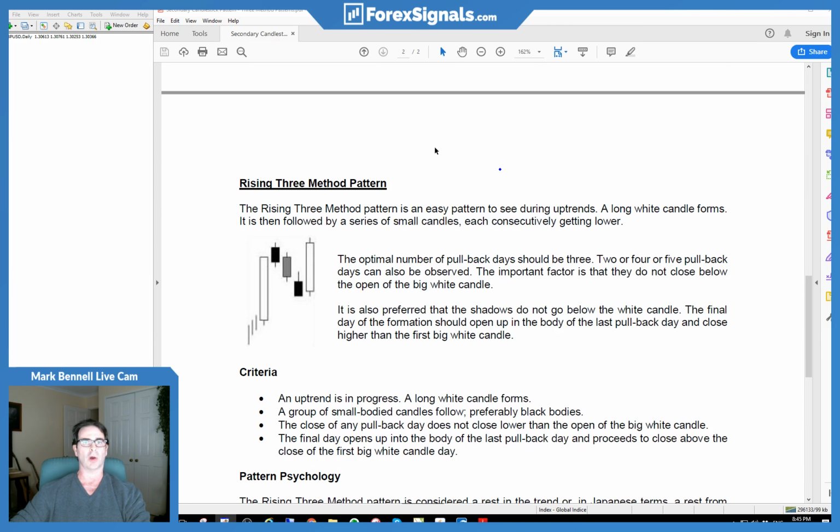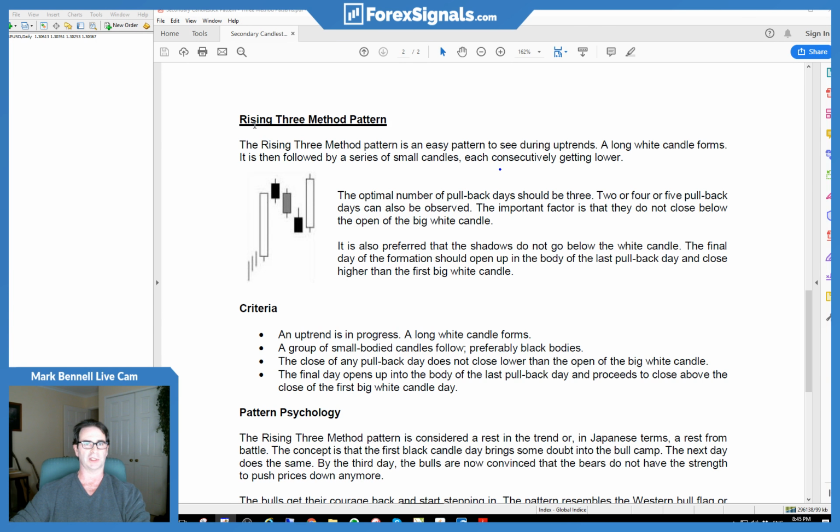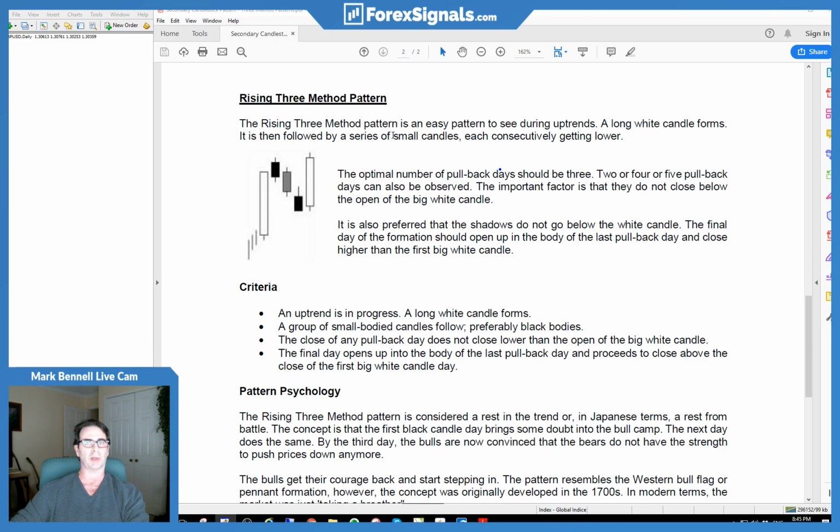All right, so the rising 3 method, which is the same, but in reverse. So the rising 3 method pattern is an easy pattern to see during uptrends. A long white candle forms. So this is the opposite. This is the bullish version. So here's our long white candle. Here's our dominant candle, our wide range bar.